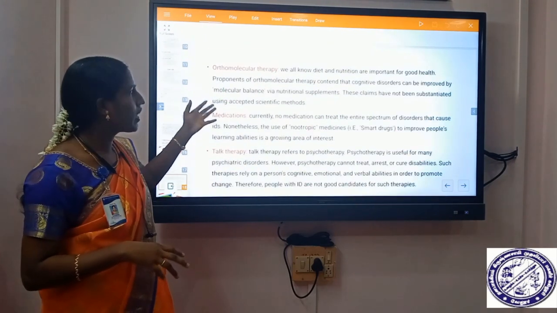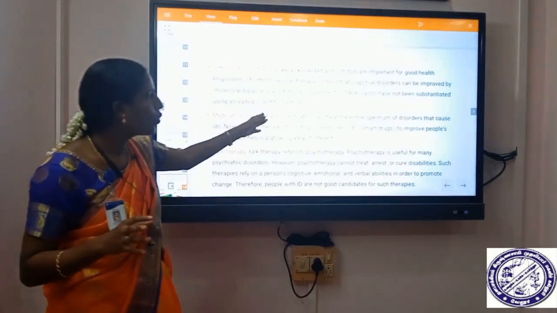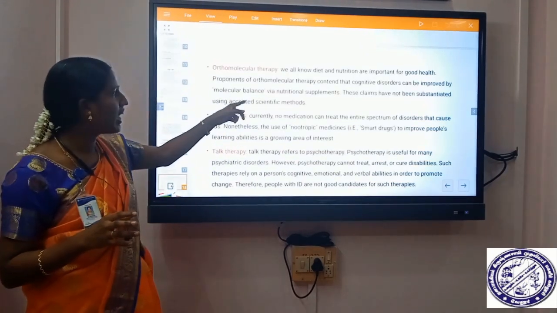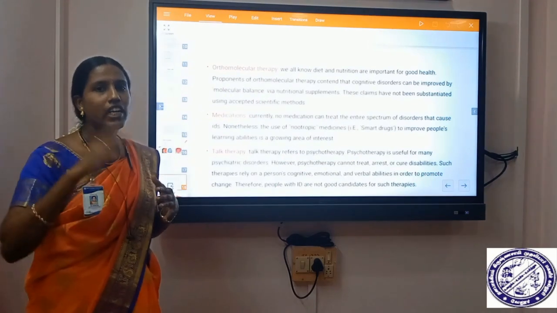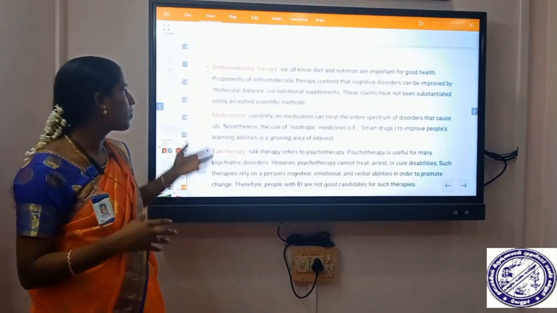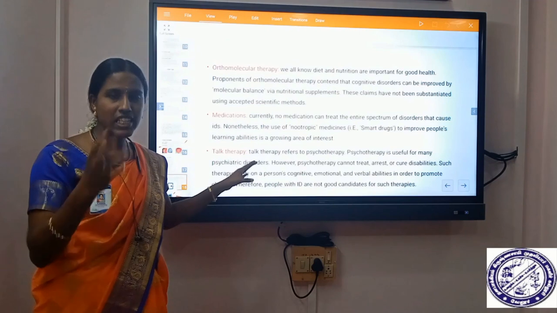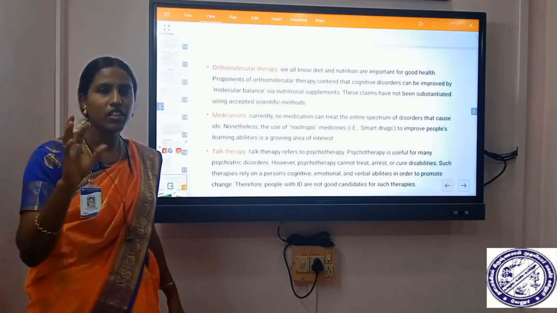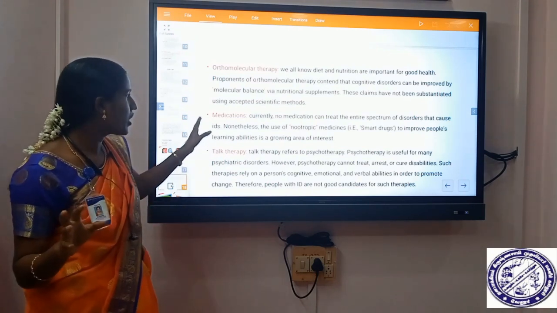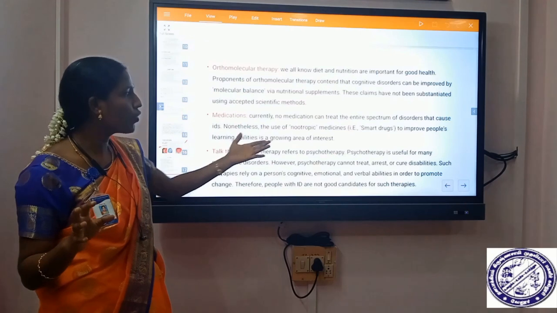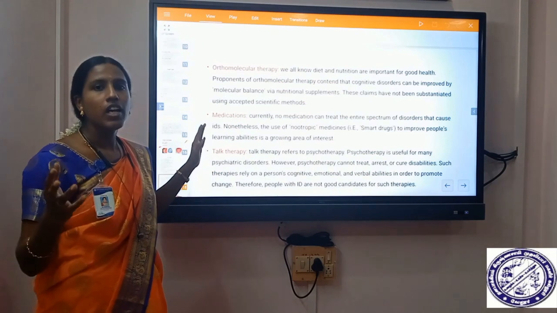Okay, next one is orthomolecular therapy, which comes under nutrition. They provide molecular balance via nutritional supplements. They will give a diet plan, which helps reduce the child's intellectual problem. So next one is medication. Here they mention nootropics. Nootropic is a medicine, but it is not a proven treatment. It just tries to improve the child's skills. Giving it to improve people's learning abilities is a growing area of interest, so that's why they give this medicine.